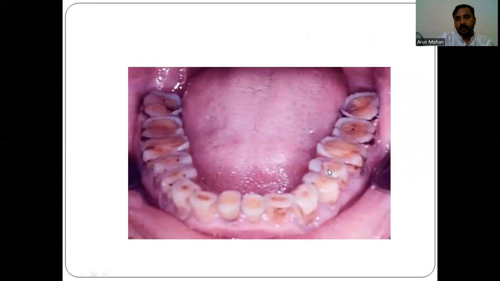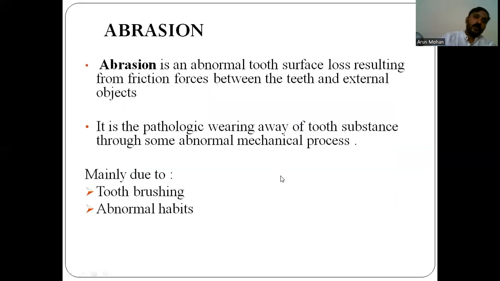It can also take up stains over a period of time. Stains from food material or tobacco, etc., can give a yellowish brown appearance. So that was attrition, and as we saw, attrition is a regressive alteration which is caused by tooth-to-tooth contact.